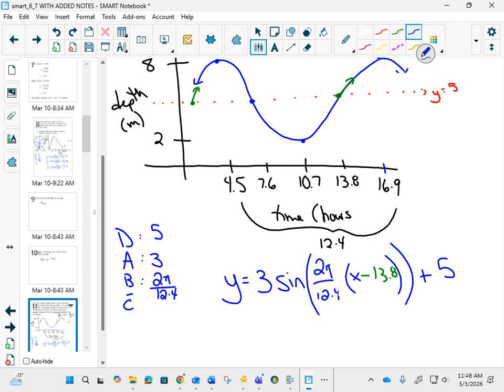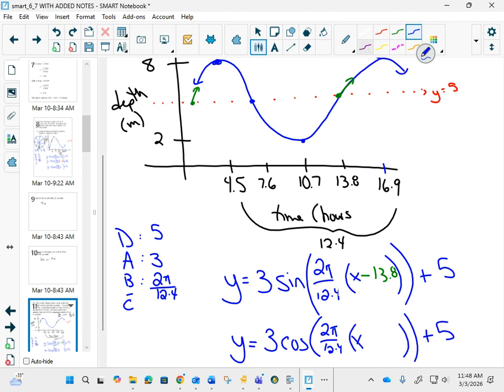Equation 2, I could do a cos graph. A would still be 3, cos 2 pi over 12.4. I'll leave my C value. D value is still 5. Where does the cos graph start? At a maximum. Yeah, I have a maximum right there. What is that? 4.5 to the right? Minus 4.5. So when writing the equation, you have an infinite amount of answers.